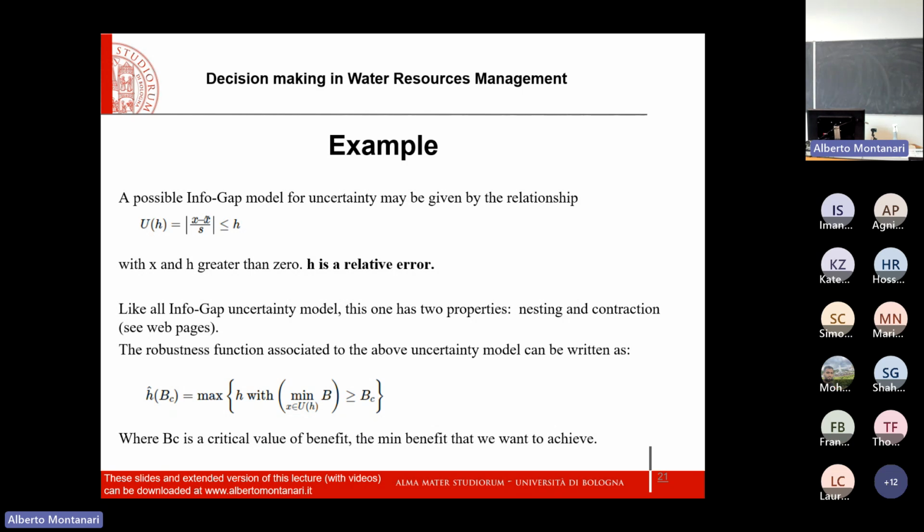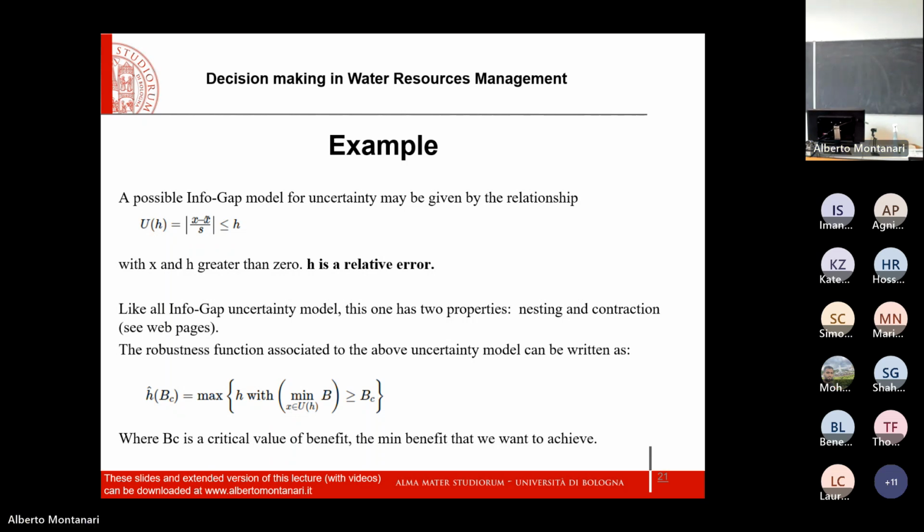It is lower because I make a best prediction, I optimize my system to give optimal benefit in terms of this prediction, and then I fix a lower value of the benefit, BC, which is lower because it is a critical value for the success of my adaptation, my strategy. And therefore, it is written in the web page, BC is lower than B tilde. B tilde is the benefit corresponding to X tilde. And BC is lower than B tilde.